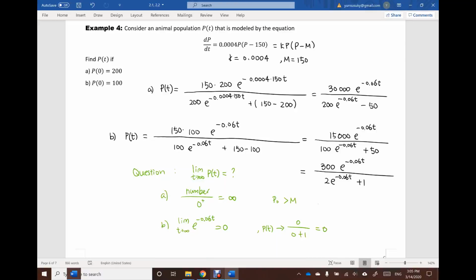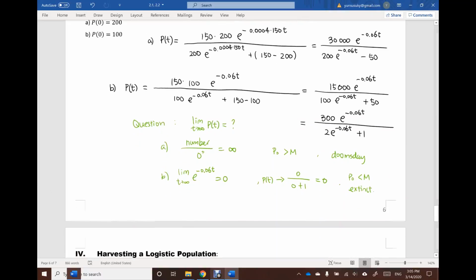Okay, so for part A, you can see if P0 is 200, it's greater than M, which is 150. So we get the population explodes. So we get doomsday. And in part B, we can see that if P0 is less than M, the population will go extinct. So it really depends on the initial population and the threshold population, which one is bigger. Okay.